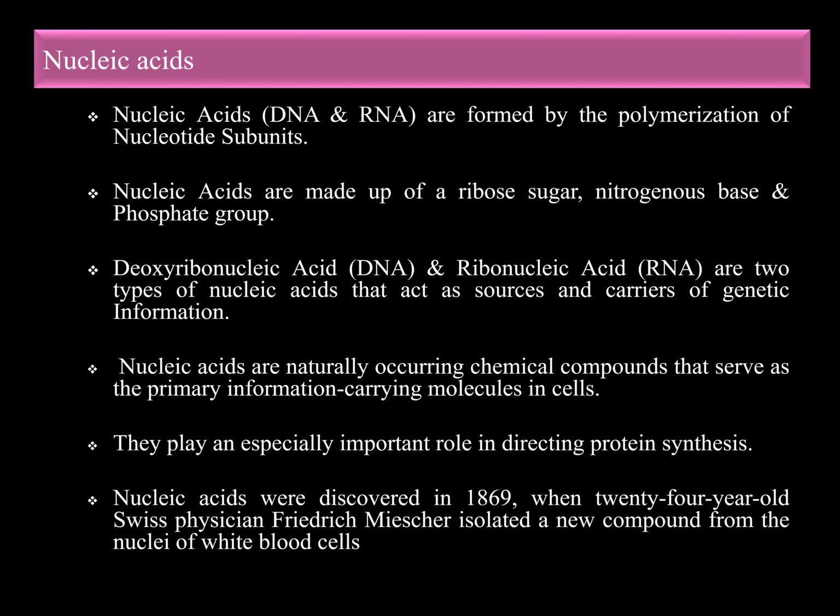Nucleic acids, which are DNA and RNA, are formed by the joining of many small units called nucleotides. So we can say nucleic acids are polymers and nucleotides are their building blocks. Each nucleotide has three parts: a sugar, a nitrogen base, and a phosphate group.